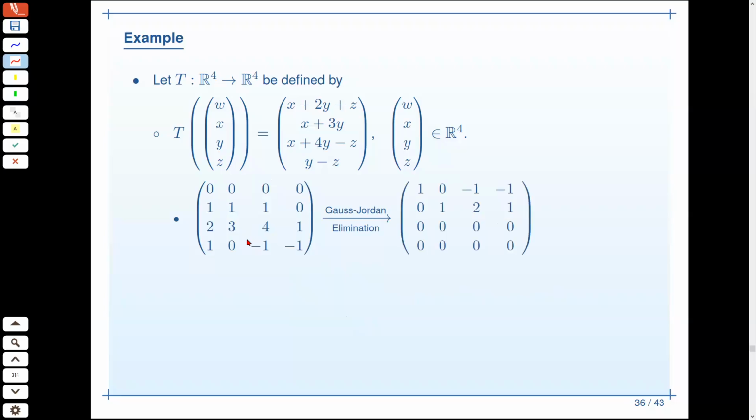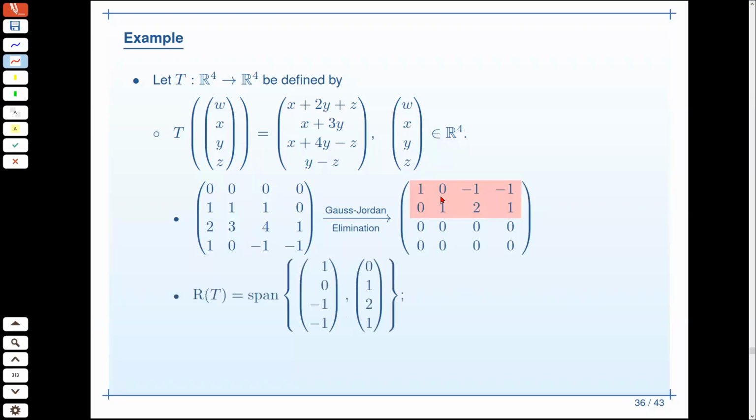Now apply, here I apply the Gauss-Jordan because I want the matrix to be simple enough. So here we have the non-zero rows. So these two rows will also span the range, right? So these two non-zero rows, but we still put them in columns. So the range is the span of these two vectors.